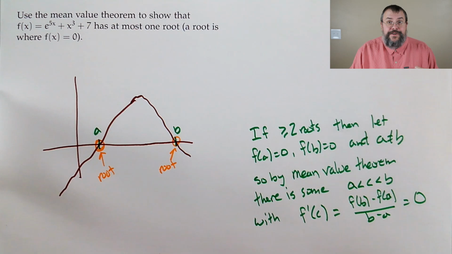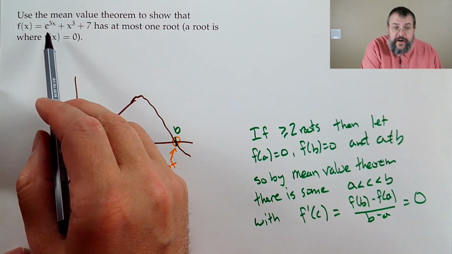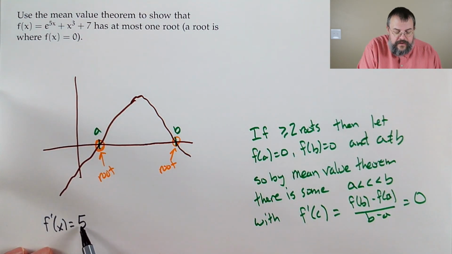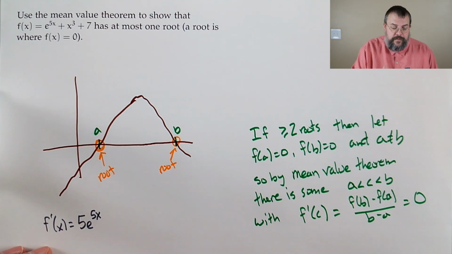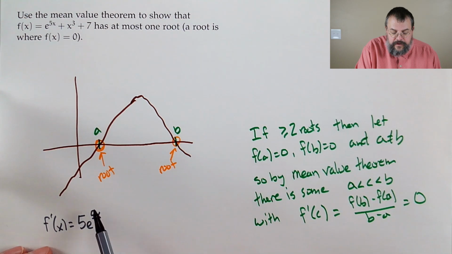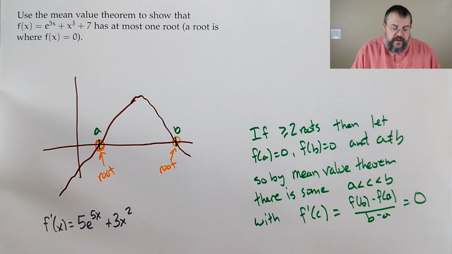So what's our derivative? Let's look at our derivative, f prime of x. Well, the derivative of e to the 5x is 5e to the 5x, because we used the chain rule. The derivative of e to something is e to something times the derivative of that something. So that's where the 5 is coming from, the derivative of the top. Derivative of x cubed is 3x squared, and the derivative of 7 is 0. So it goes away.